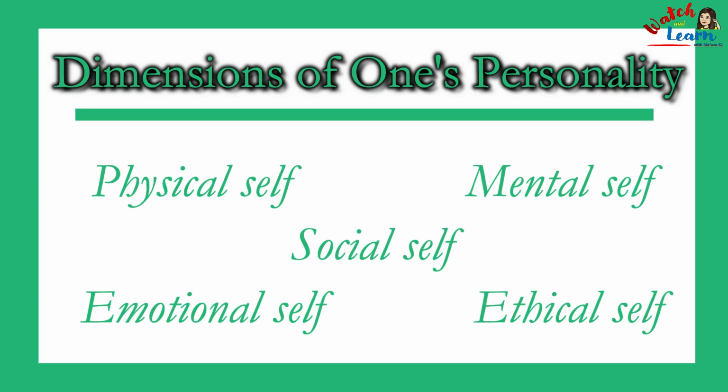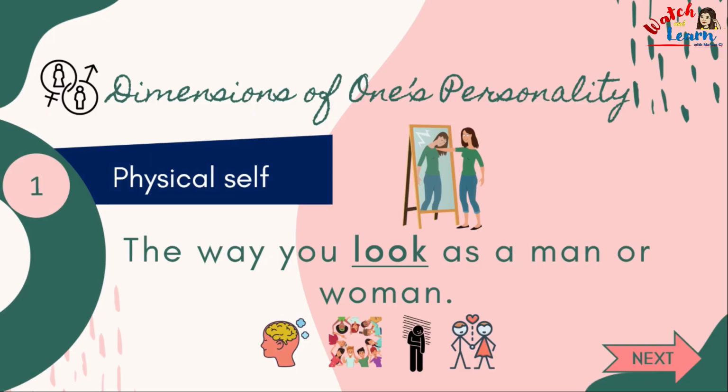Dimensions of one's personality. Physical self is the way you look as a man or woman. It refers to your body structure and appearance. The physical self is the concrete dimension, the tangible aspect of the person that can be directly observed and examined.